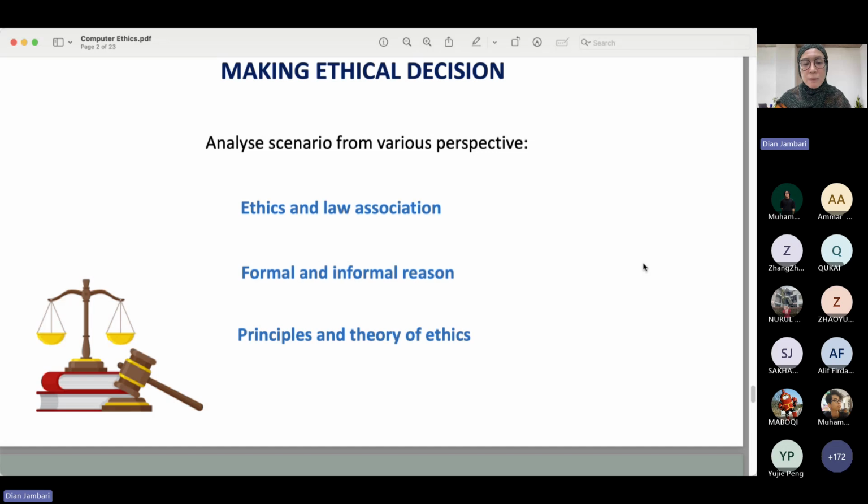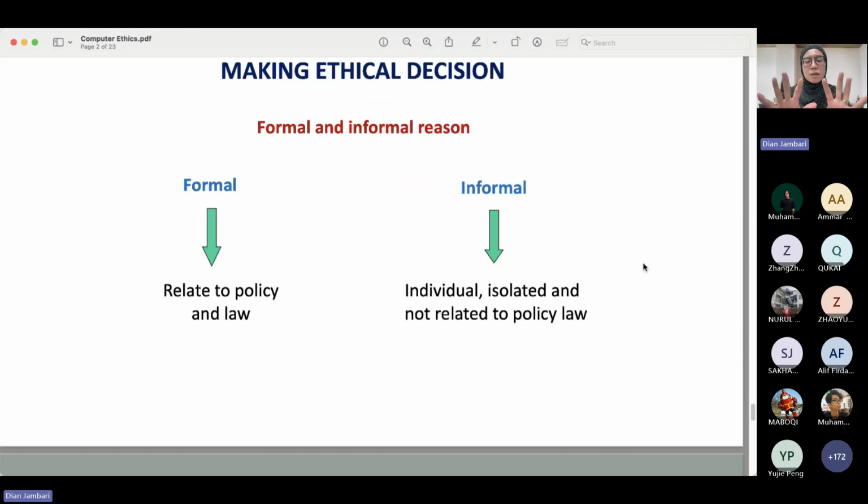We're going to look at that in the next slide, but what it does is complement the legal aspect, the law's perspective. Sometimes when we refer to the law, there are scenarios that may not fit exactly with the law. Hence, we need to look for different angles, different perspectives, to help in our ethical decision. That is where we look at the formal and informal reasons. And apart from that, we also need to refer to any principles and theories of ethics to help us in our analysis to make an informed and just ethical decision. Okay, so this is now focusing on the formal and informal, just to give you an understanding.